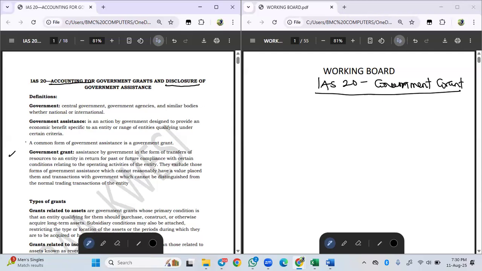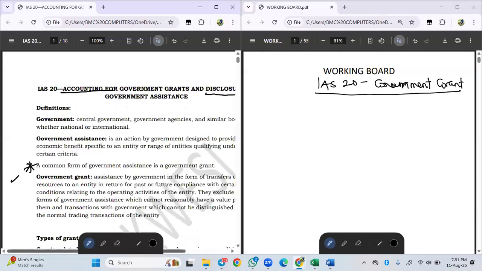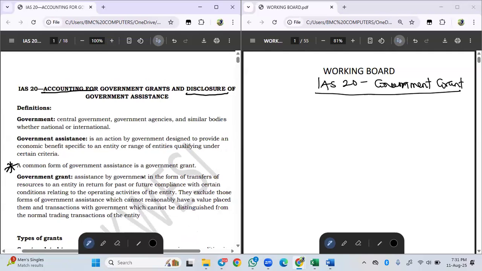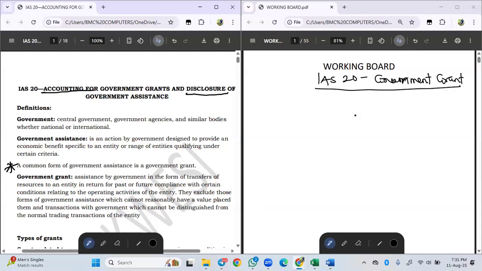And this is saying that a common form of government assistance is what? Government grants. So this is to tell you that a government grant is a subset of what? Government assistance. So government grant is a subset of government assistance. Government grants will be recognized in the financial statement. Let me use some diagram to explain it here.